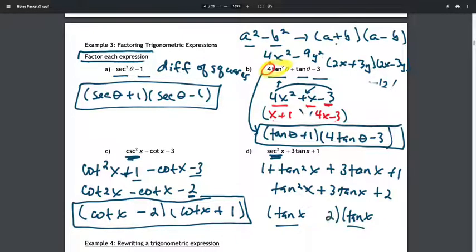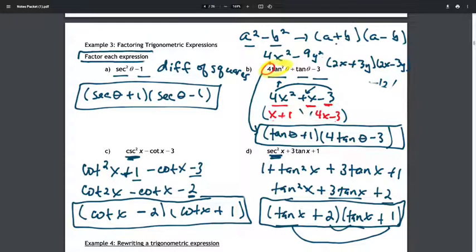I know I'm going to need a 2 and a 1 to multiply to be that 2, and we'll add both of those because 2 tangent x and 1 tangent x will combine to be that 3 tangent x. So these are my factors for that one. All right, let's do example 4.